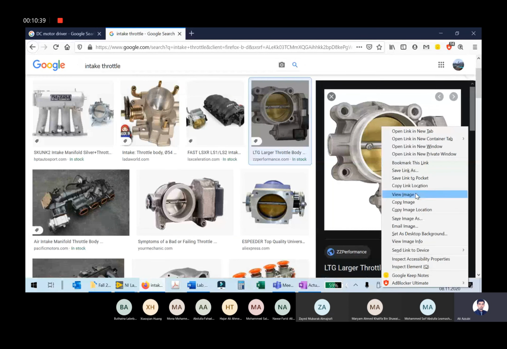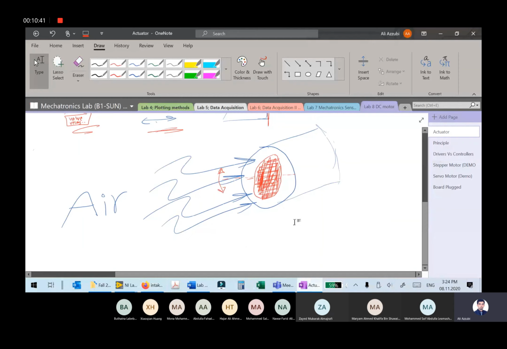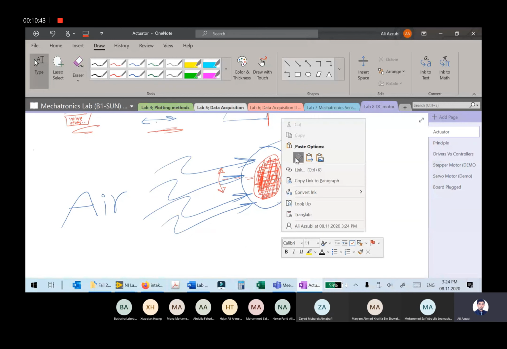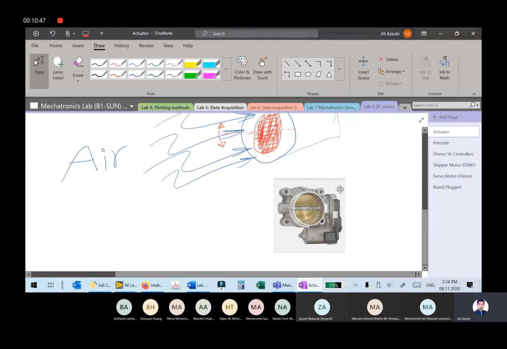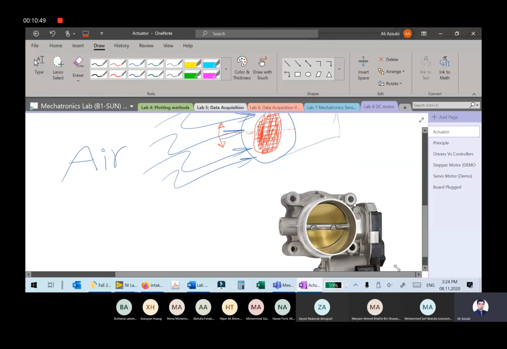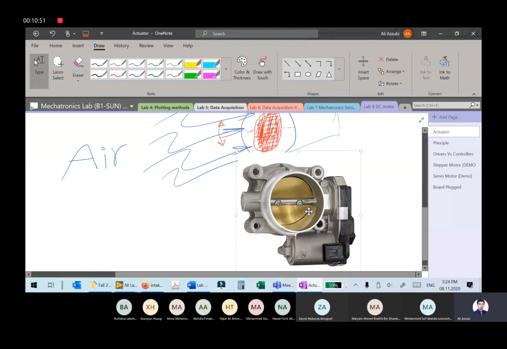Let's borrow this image. Copy image. Okay, and this is the electronic throttle body in the car. Here you see this axis or this shaft. It's connected here to a mechanism where we have basically a servo mechanism. Let's consider it like a servo. So you'll be able to control the opening of the throttle body.